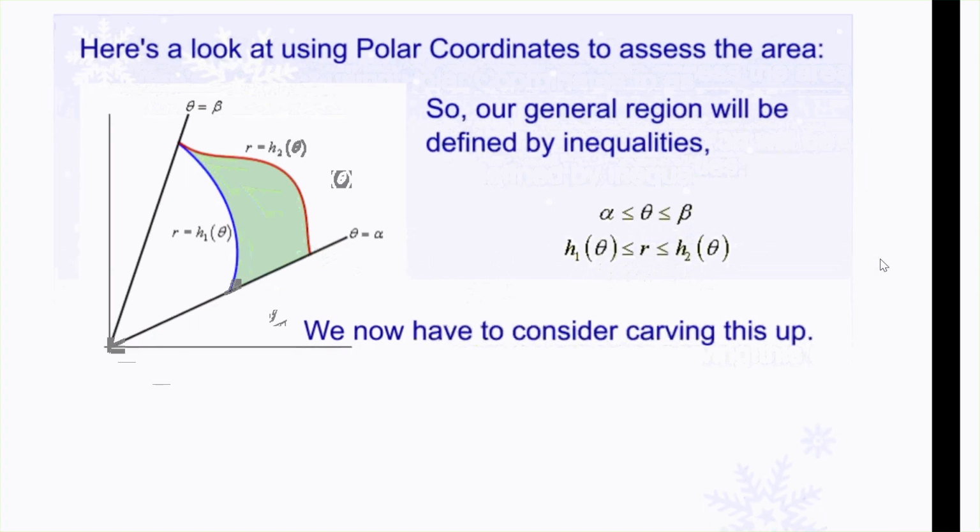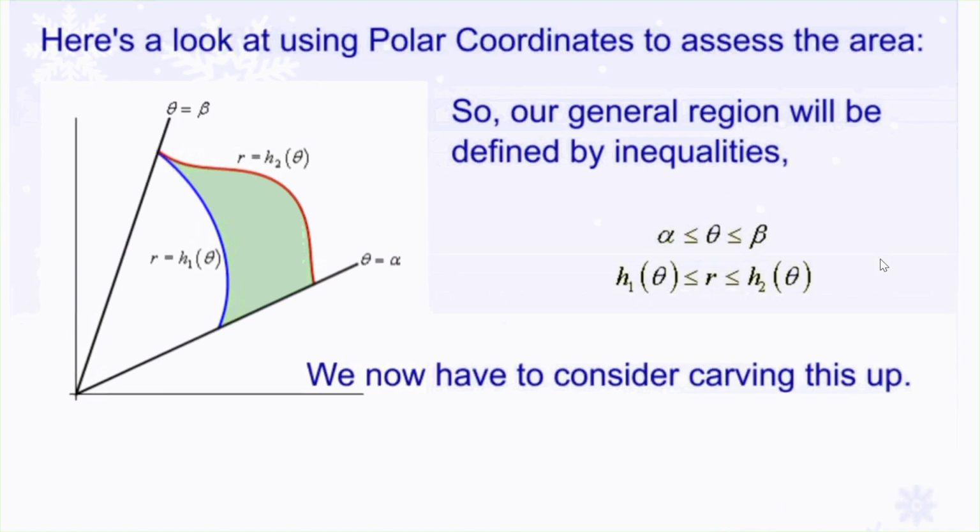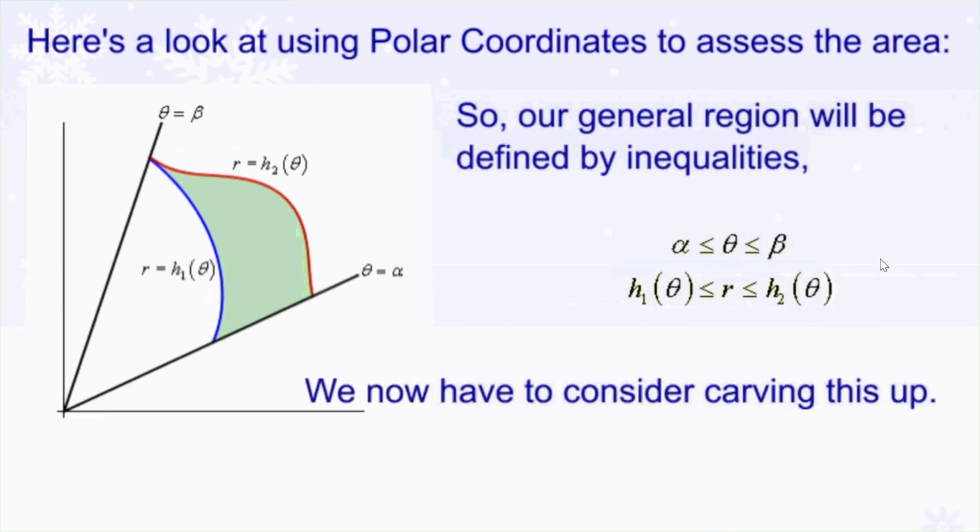So let's take a look at this diagram. I am trying to express the region in green. Notice that my theta is going to range from a theta equal to alpha to a theta equal to beta. So I'm going to rotate this from alpha to beta. That gives us these bounds for theta.